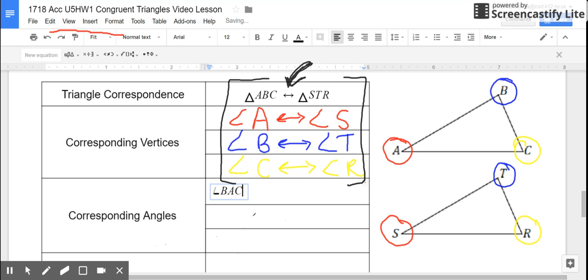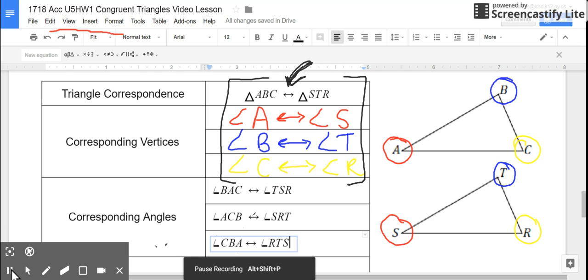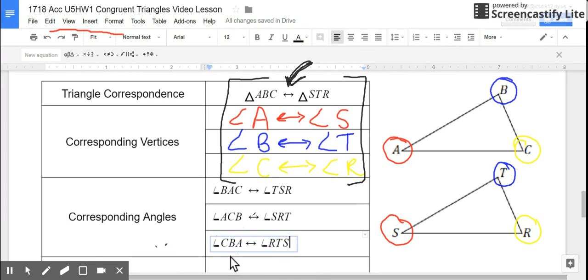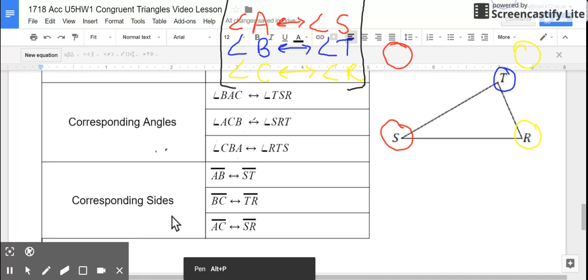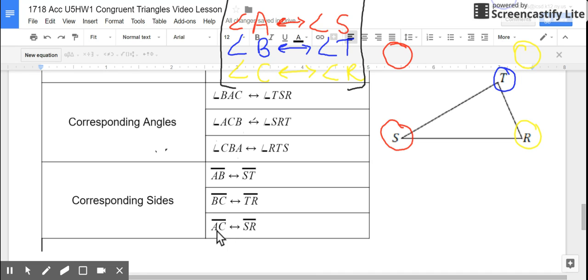Angle BAC corresponds to angle TSR. Angle ACB corresponds to angle SRT, and angle CBA corresponds to angle RTS. For our corresponding sides, AB corresponds to ST, BC corresponds to TR, and AC corresponds to SR.